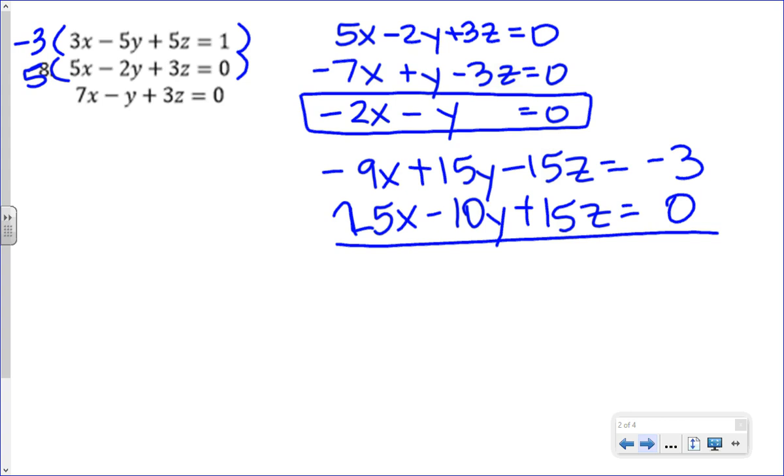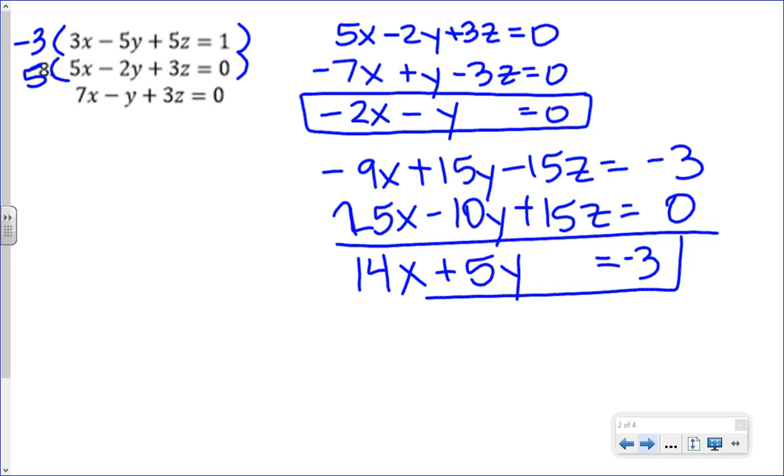All right. What are we left with here? 14x plus 5y equals 3. Negative. All right. So now yes. 16x?